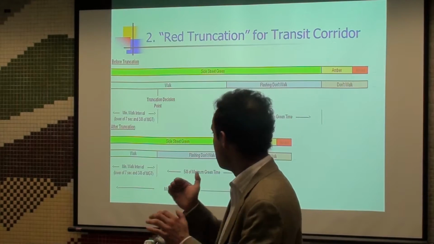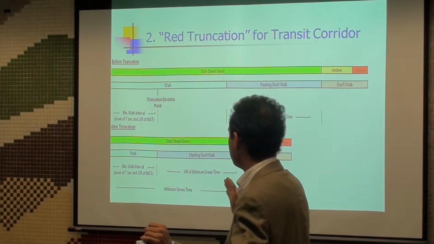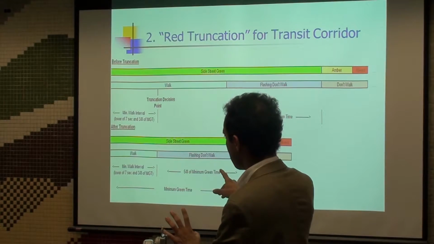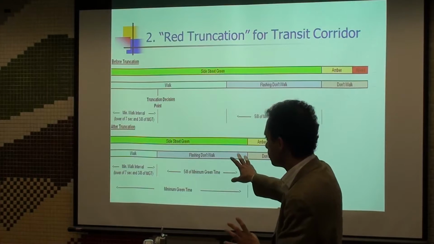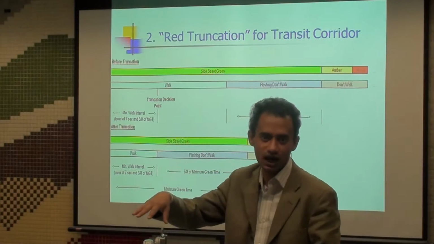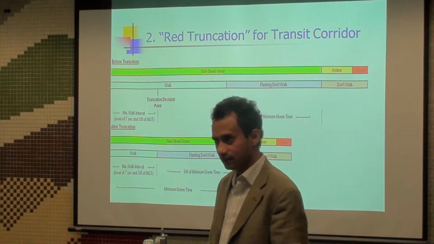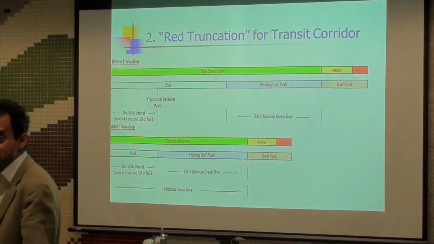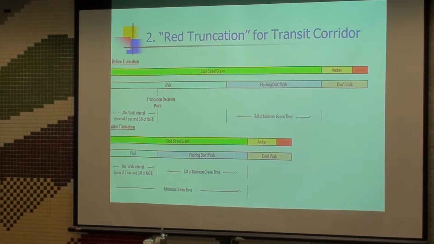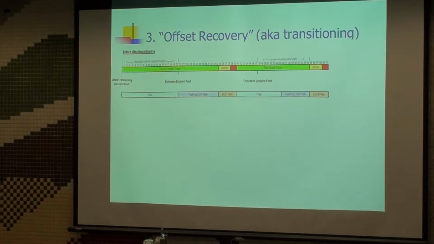And sometimes this cannot be done, like, oh, this is not offset recovery yet, sorry. So you need to truncate that other side, making sure the green extension is not being disrupted. Okay, so that's the basic principle, and that's what everybody is using. And then this is offset recovery.